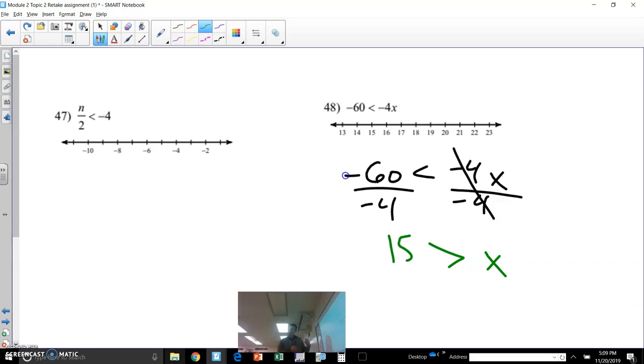And again, I don't like thinking of it this way. It's harder for me personally to think about it when it's 15 greater than x. I like thinking about it as x is less than 15. So I need to use an open dot again, and all values less than 15 are in my solution space.